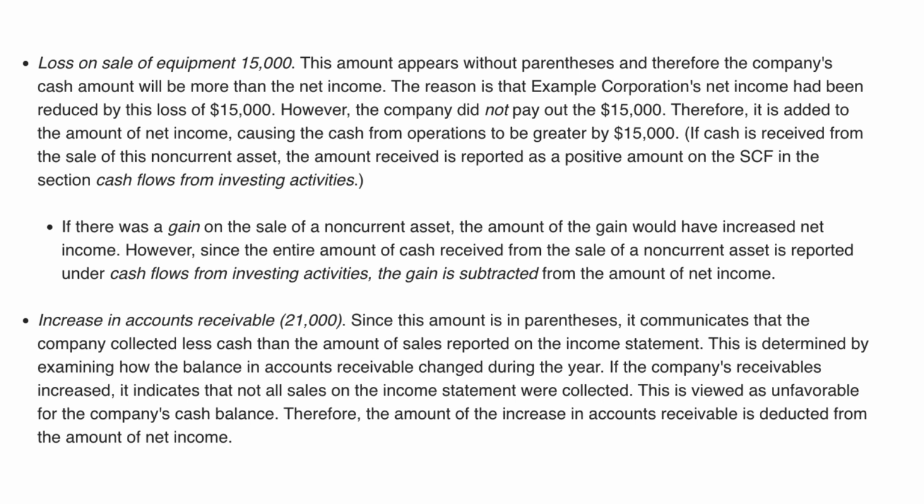If cash is received from the sale of this non-current asset, the amount received is reported as a positive amount on the SCF in the section cash flows from investing activities. If there was a gain on the sale of a non-current asset, the amount of the gain would have increased net income. However, since the entire amount of cash received from the sale of a non-current asset is reported under cash flows from investing activities, the gain is subtracted from the amount of net income.